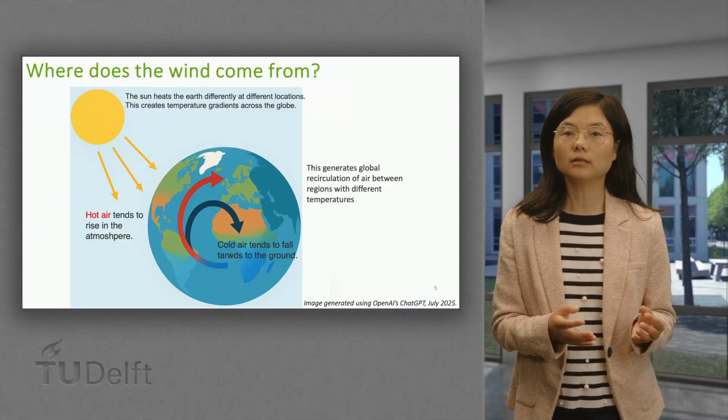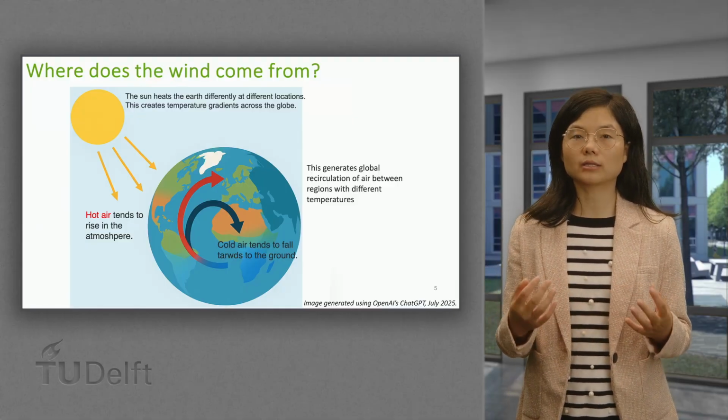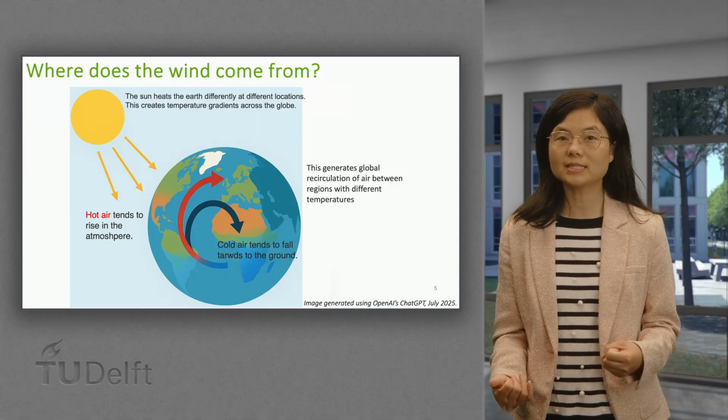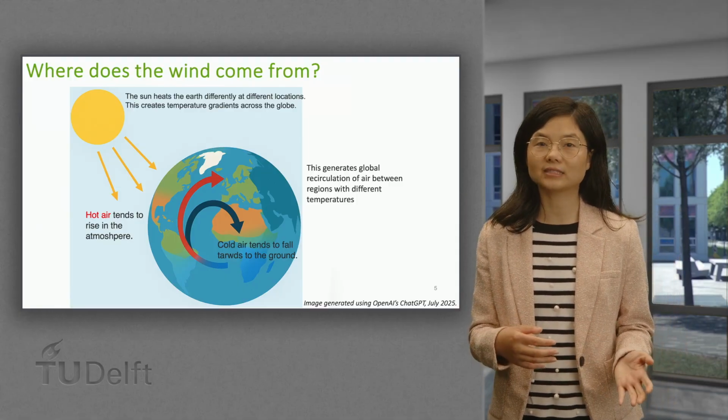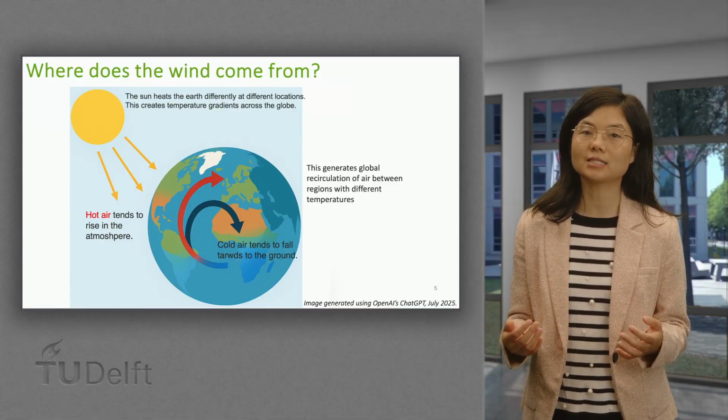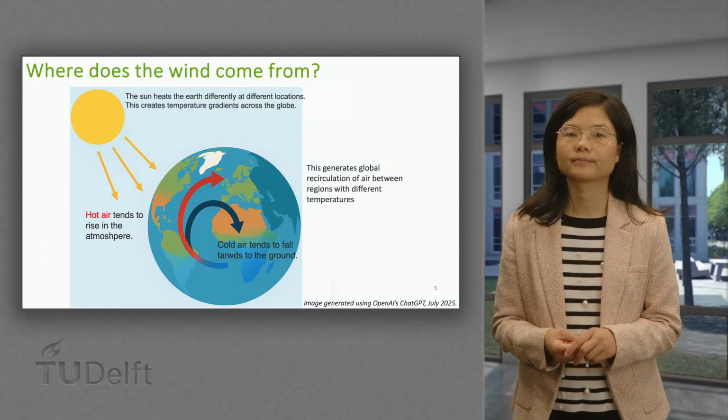On a smaller scale, local circulation patterns like sea breezes, mountain winds, or urban heat effects also play an important role in shaping the wind conditions at a specific site.